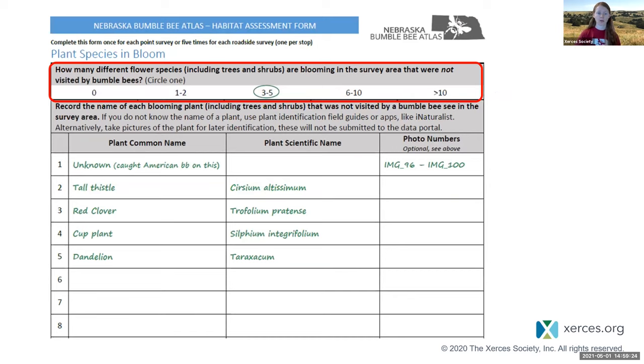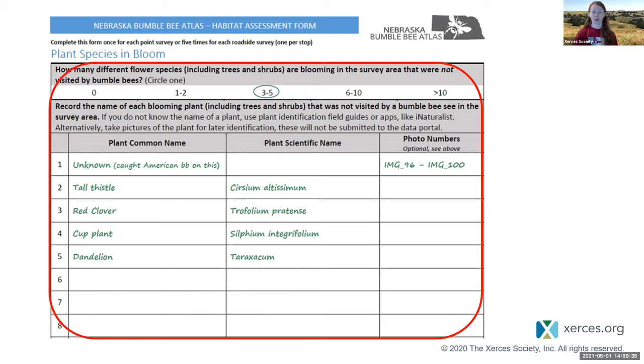Then you're going to flip the page over and you're going to start looking at the blooming plants. So first you're going to say how many different species are in bloom in your survey area. And then you're going to write down those species to the best of your ability. You can write down the common name, you can write down the scientific name. If you don't know the plant and you don't want to identify it in the field, we suggest taking pictures of it and looking it up later online or using a guidebook when you have more time to sit down.